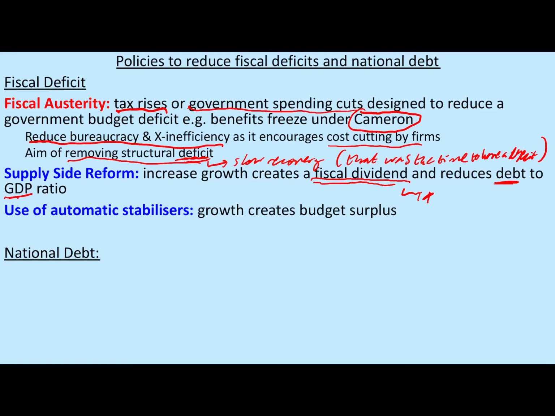Automatic stabilizers as well in a recovery, in a boom.